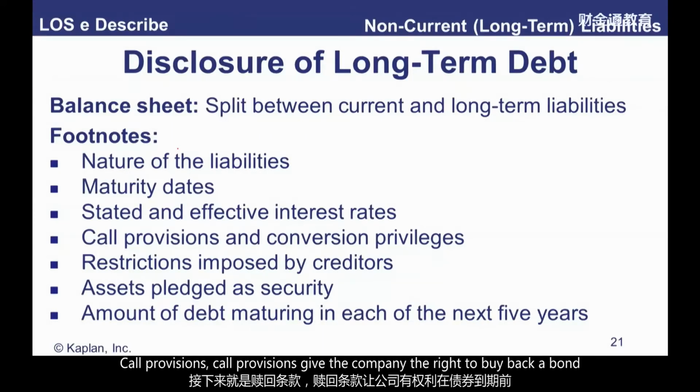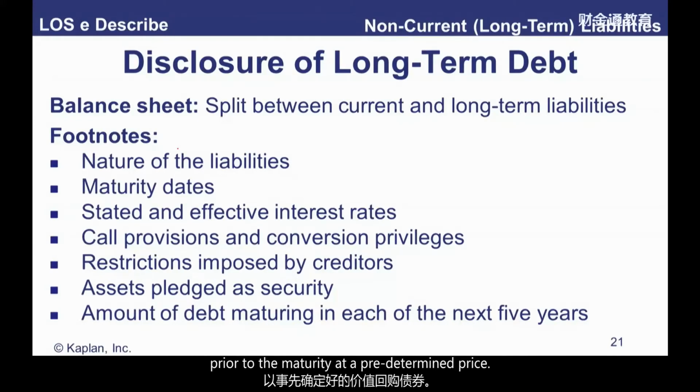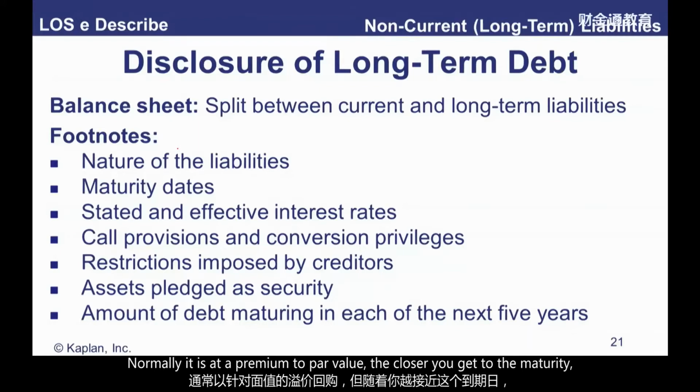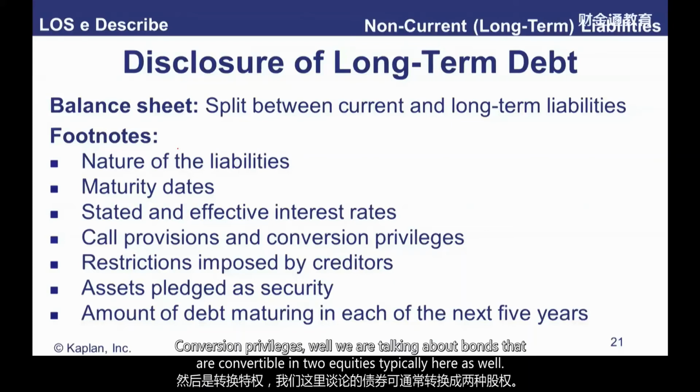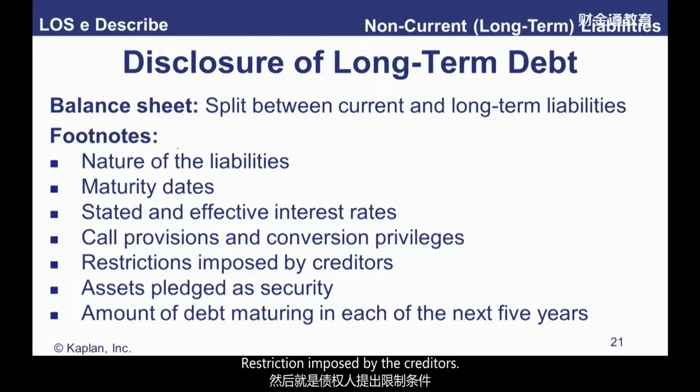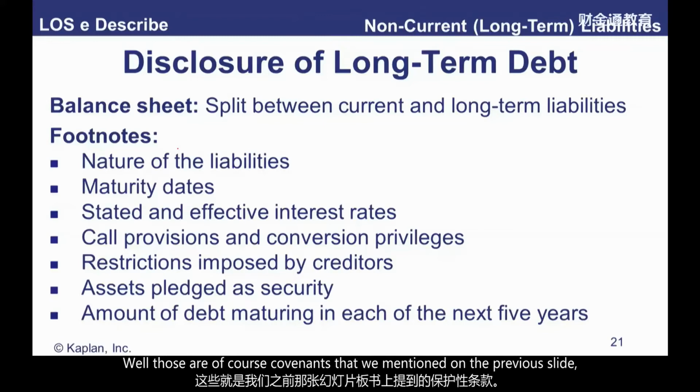Call provisions. Call provisions give the company the right to buy back a bond prior to maturity at a predetermined price. Normally it's at a premium to par value. The closer you get to maturity, the lower that call price becomes typically. Conversion provisions, well, we're talking about bonds that are convertible into equity typically here as well. Restrictions imposed by the creditors, well, those of course are our covenants that we mentioned on the previous slide.